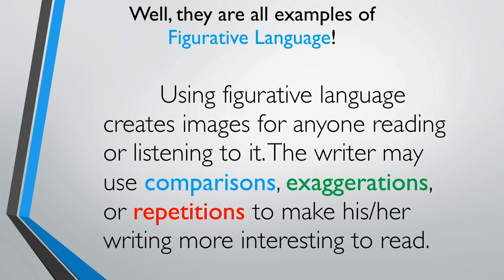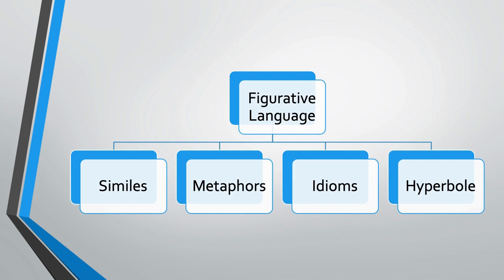Using figurative language creates images for anyone reading or listening to it. The writer may use comparisons, exaggerations, or repetitions to make his or her writing more interesting for the reader to read. These images help you to see exactly, or visualize exactly, what the author is writing about. So the 4 types of figurative languages we're going to focus on today are similes, metaphors, idioms, and hyperbole. Let's go and figure out what a simile is.